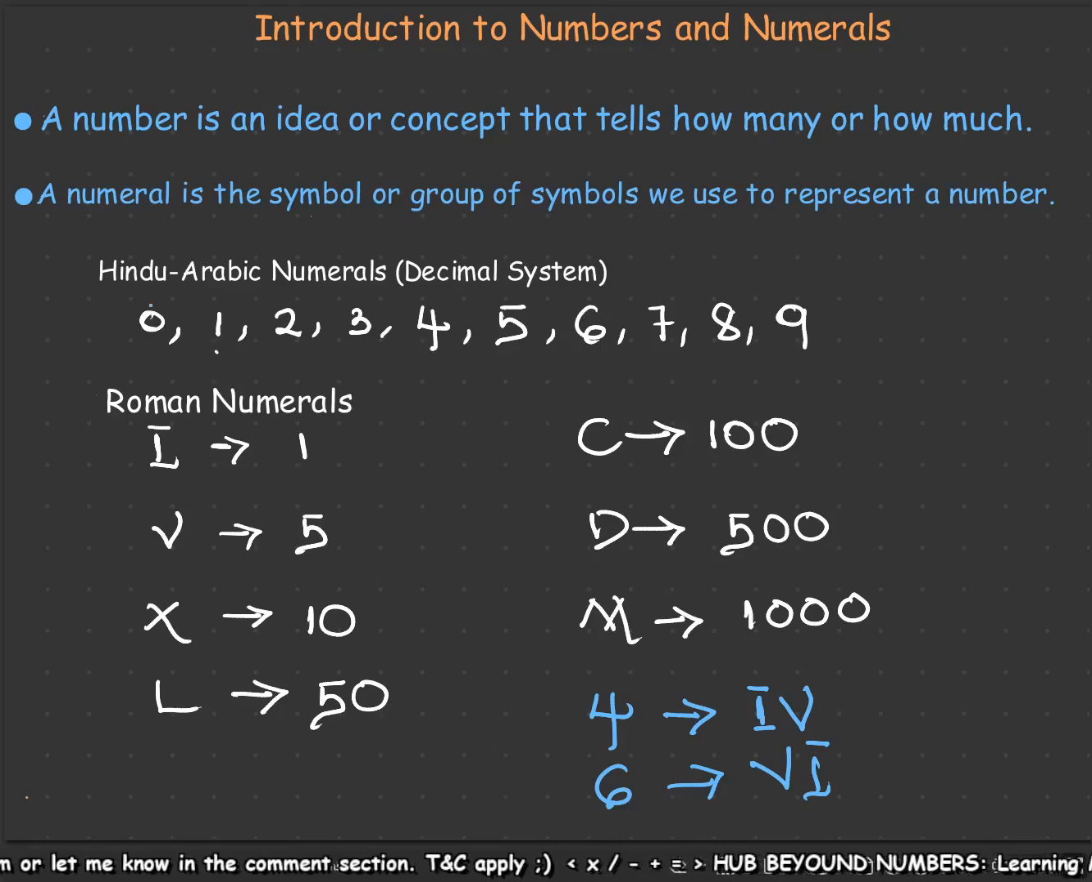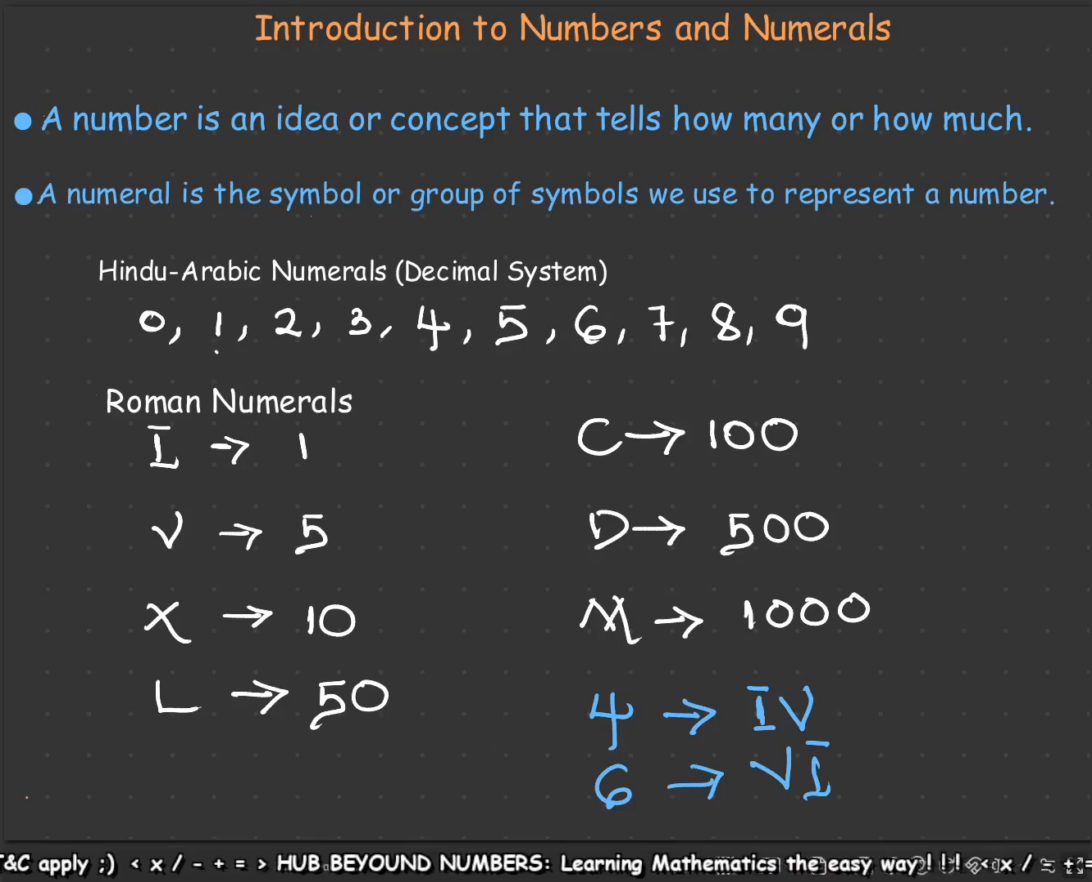Now let's look at the types of numbers. You have known what the differences are by now. The number is just a concept. Numeral is a representation of these concepts. So let's look at the types of numbers quickly.